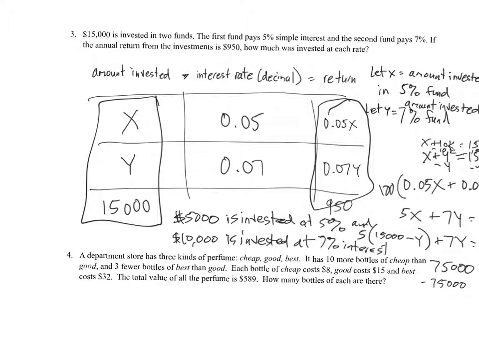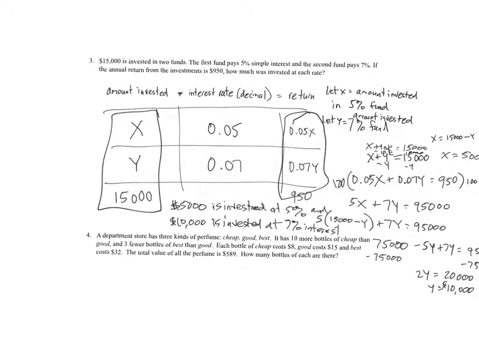So 5,000 and 10,000. But that's how to do one of these problems. It's pretty straightforward if you think about it. It's kind of like a mixture problem. But as long as you put it in the table like that, then you can set up your equations that way. Okay.